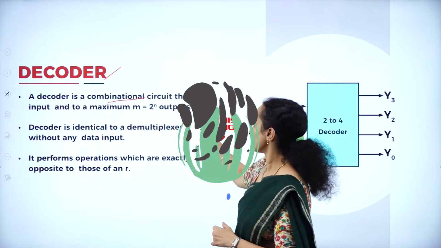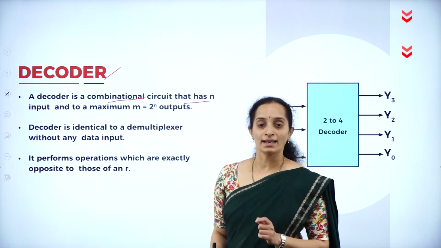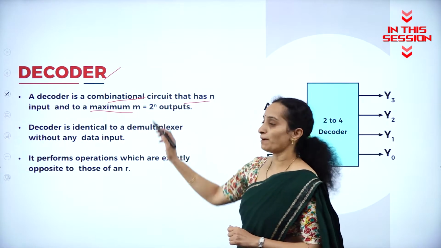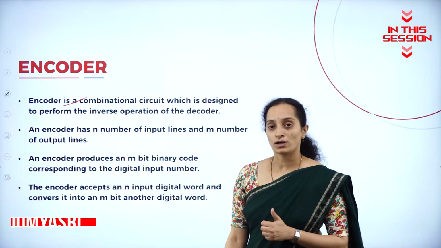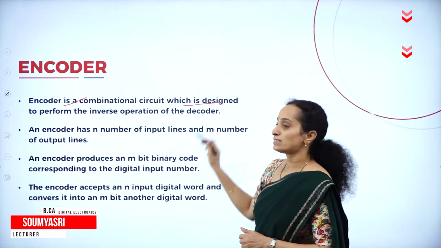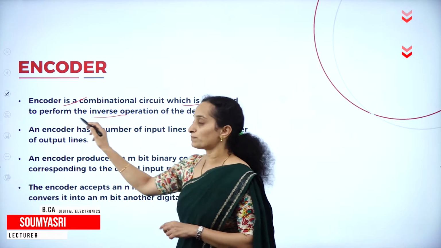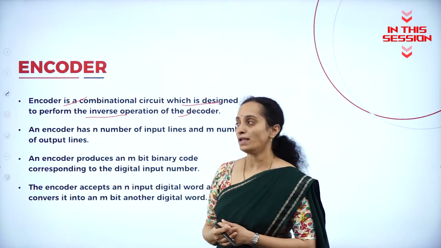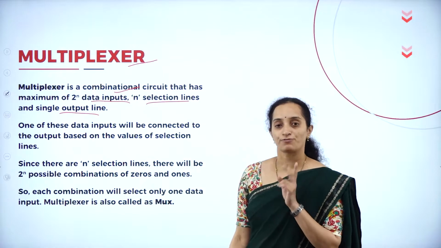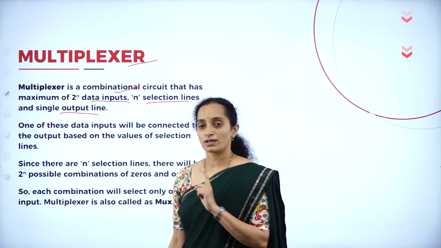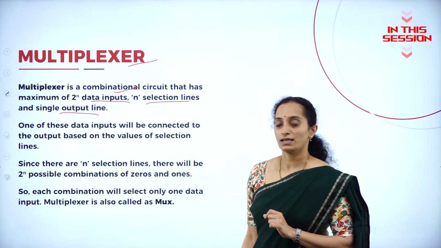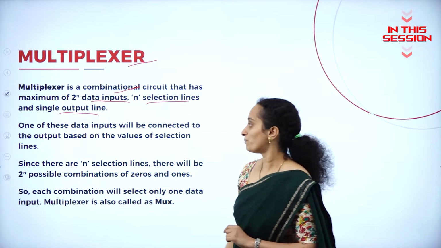Decoder is a combinational circuit that has n number of inputs, and to a maximum of m. Encoder is also a combinational circuit which is designed to perform the inverse operation of the decoder. Exactly inverse will be done. One of the differences of multiplexer, encoder and decoder is that it uses a selection line along with the inputs.